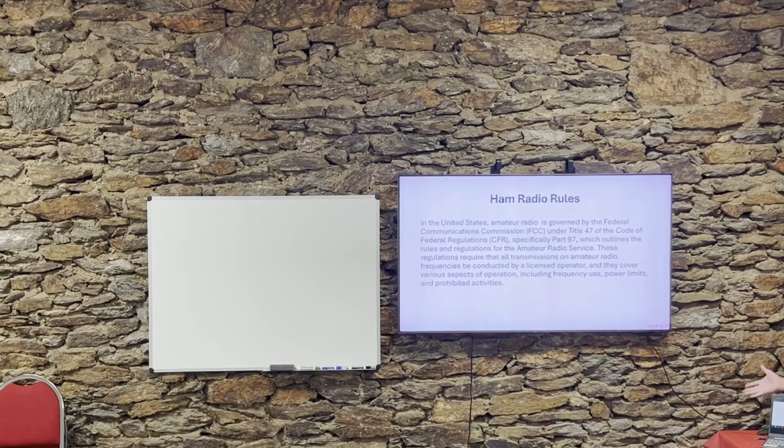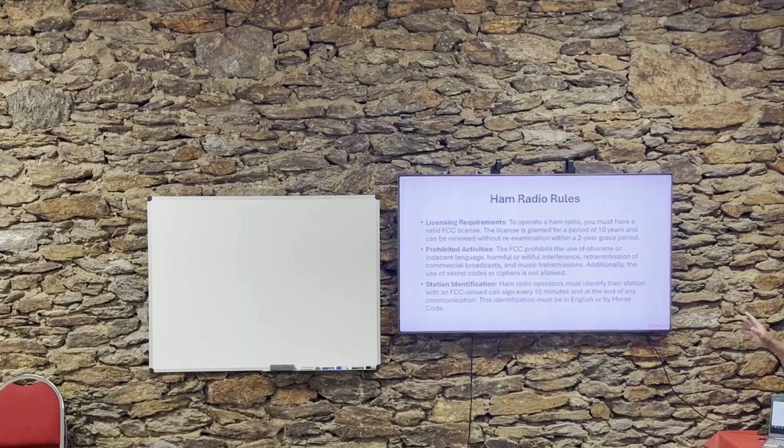Rules. We'll just go over the rules. In the United States, amateur radio is governed by the FCC under Title 47 of the Code of Federal Regulations, CFR, specifically Part 97, which outlines the rules and regulations for the amateur radio services. These regulations require that all transmissions on amateur radio frequencies be conducted by a licensed operator, and they cover various aspects of operating, including frequency use, power limits, and prohibited activities.